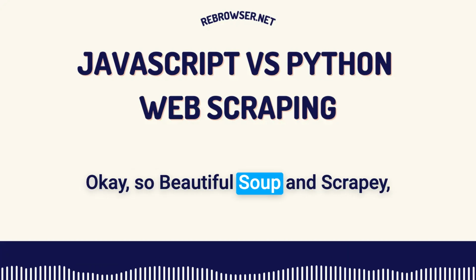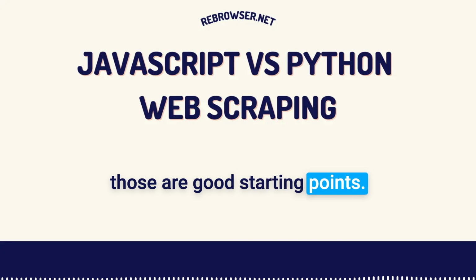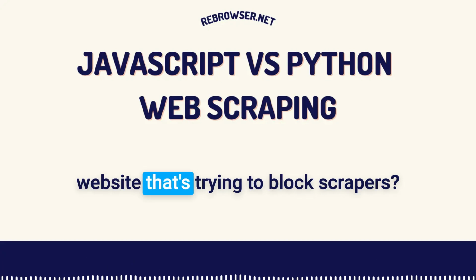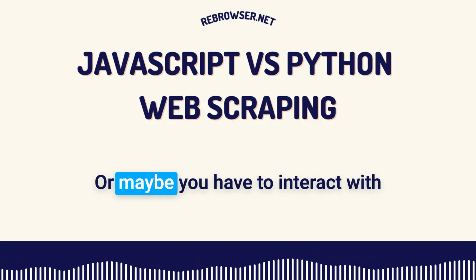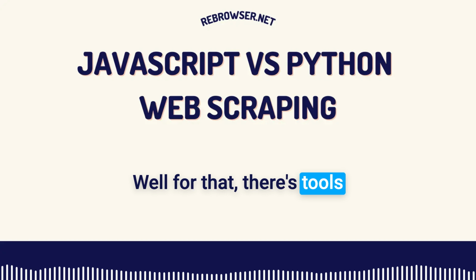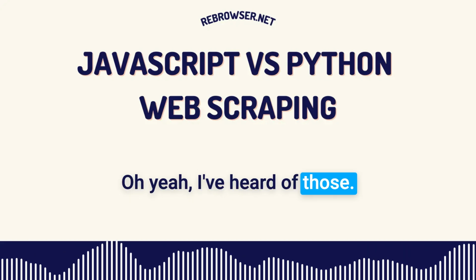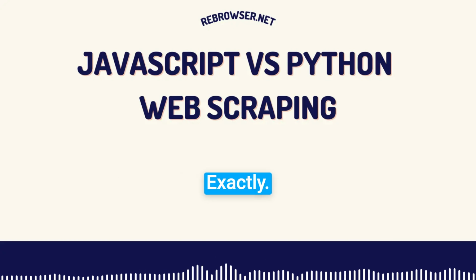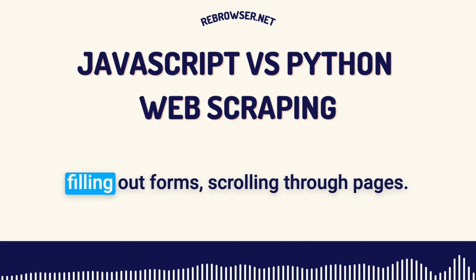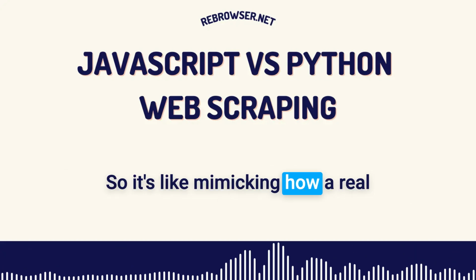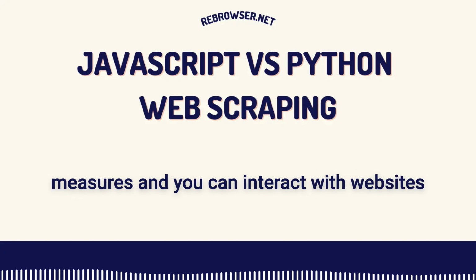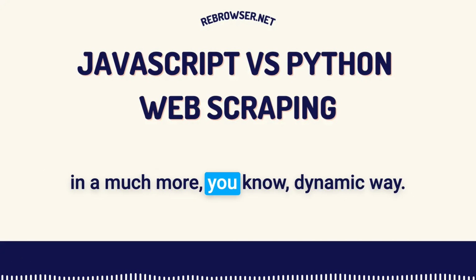Okay, so Beautiful Soup and Scrapy, those are good starting points. But what about when things get tricky? What if you need to get around a website that's trying to block scrapers? Or maybe you have to interact with the site in a more human way. Right. Well, for that, there are tools like Selenium and Playwright. Oh, yeah, I've heard of those. Those let you automate what you do in the browser. Exactly. Imagine a little robot that's browsing the web for you. It can do all sorts of things, like clicking buttons, filling out forms, scrolling through pages. So it's like mimicking how a real person would use the website. Pretty much. So you can bypass a lot of those anti-scraping measures, and you can interact with websites in a much more dynamic way.